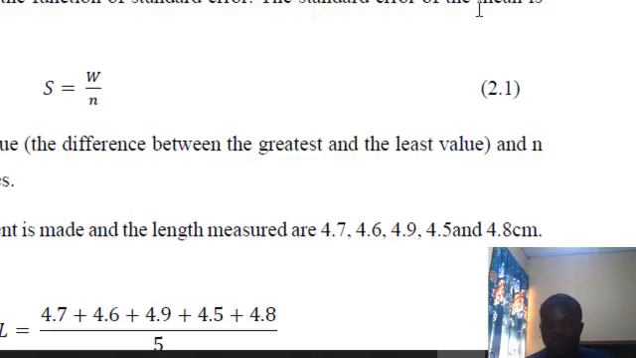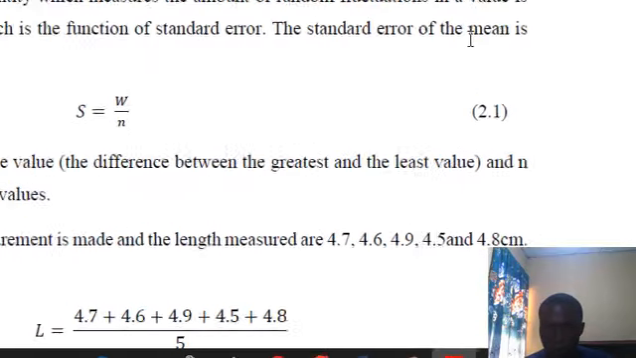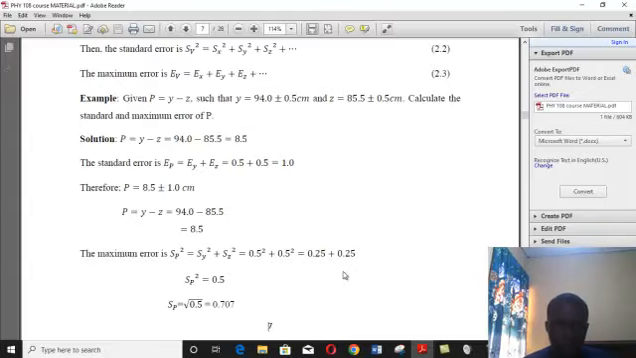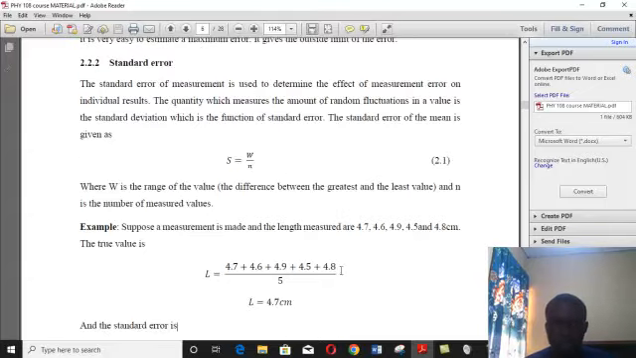And then the standard error of the mean is given by S equals W over N, where W is the width or the range, that is the difference between the greatest value and the least value, and then N is the number of measured values. Now let's quickly check an example on this error.